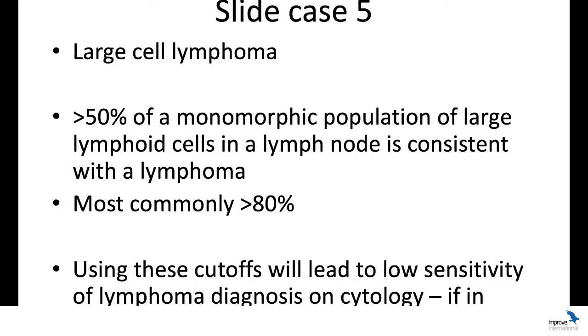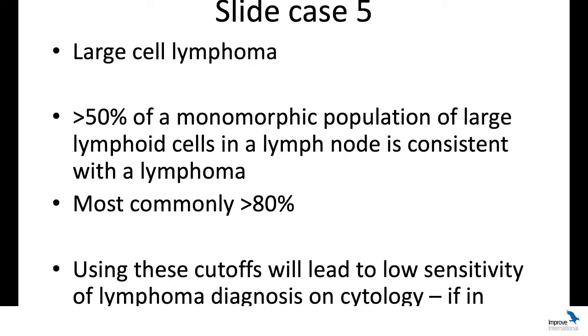So slide number 5, the case was for a lymphoma, because we had more than 50% of this monomorphic population of large lymphoid cells. And this in a lymph node is consistent with a large cell lymphoma. Most commonly, when we get to diagnose these cases, more than 80% are these large lymphoid cells, so it makes it fairly easy. But if we're using this cutoff of 80%, it means that we will have a low sensitivity of lymphoma diagnosis on cytology, because obviously before we get to the 80%, we go through periods where the neoplastic population is 15, 20, 30, and 50%.